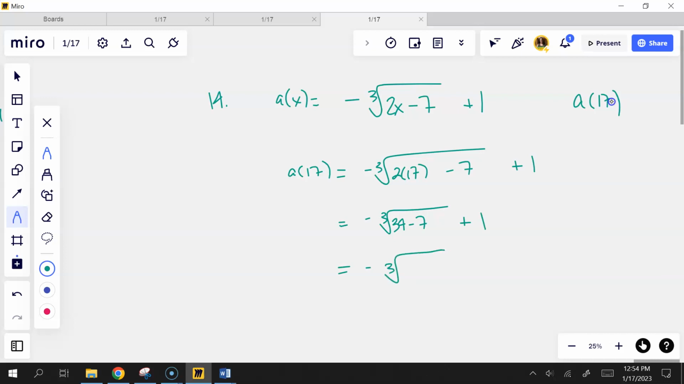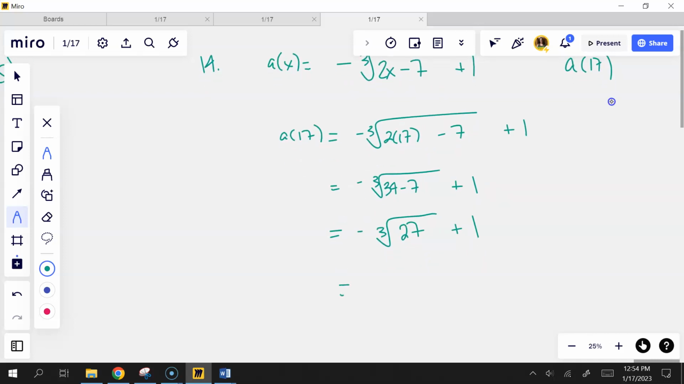What's 34 minus 7? 27. So what times itself 3 times gives you 27? By the way, could I have a negative number under a third root? Yes, you can, because it's odd. Odds you can have negatives under; evens you can't. What happens if you have a negative under an even? Imaginary, and you write i. This is negative 3 plus 1, which gives me negative 2. Everybody okay?